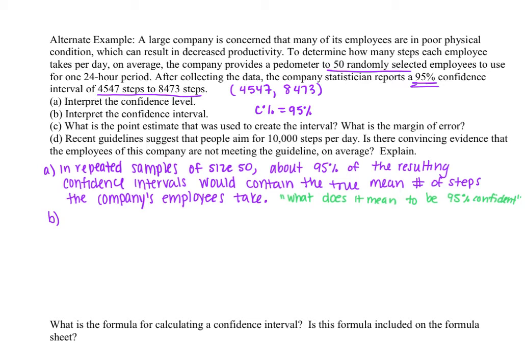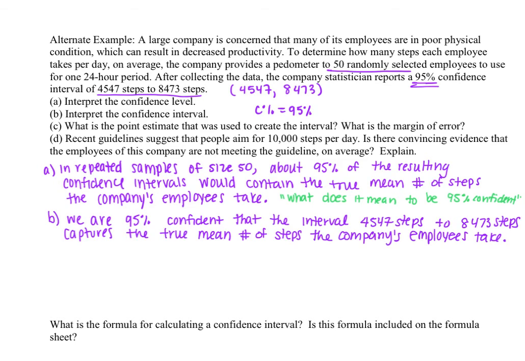Or you could also mention the interval first and then what it estimates. That order doesn't matter as long as you have all the words. So we're 95% confident that the interval from 4,547 steps, use that unit there, to 8,473 steps captures the true mean number of steps that the company's employees take. So we've interpreted the confidence level, we've interpreted the confidence interval.